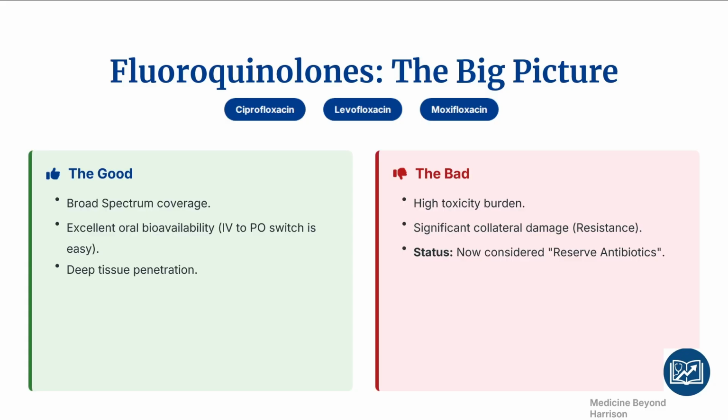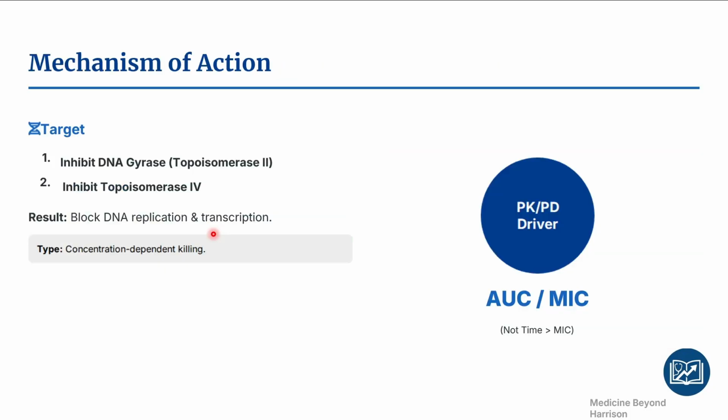Fluoroquinolones, overall, the big picture: it is a very good broad spectrum coverage drug with excellent oral bioavailability. So when you switch from IV to oral, the switch is very, very easy, and it has very deep tissue penetration. But the bad things are that it has a high toxicity burden and significant collateral damage to other organs, and is now considered a reserve antibiotic if other drugs are not used. So in this video, we'll discuss in detail ciprofloxacin, levofloxacin, and moxifloxacin.